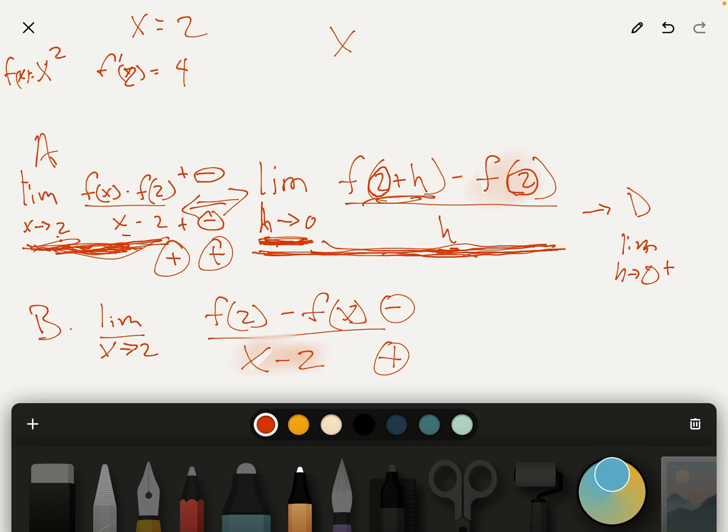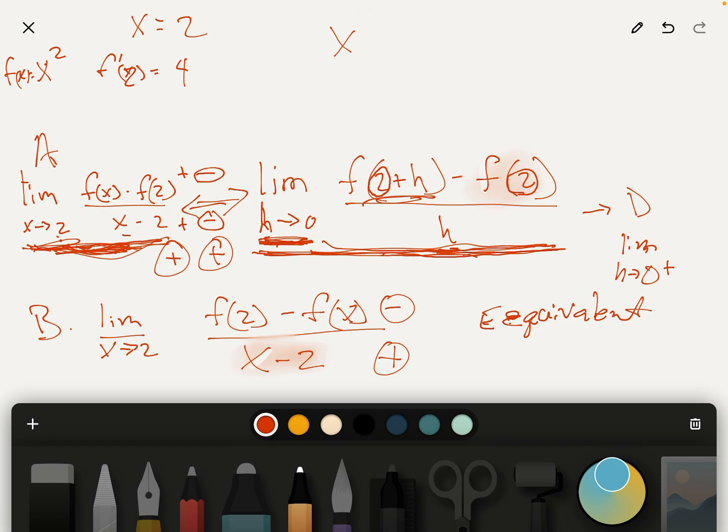And then in E, it's just the same concept. They've just reversed the sign of h, both in the numerator and the denominator. So it works out to be the same. And so E is equivalent. I don't think I have to go through that. It's the same argument as for B. They just reversed the sign of h.